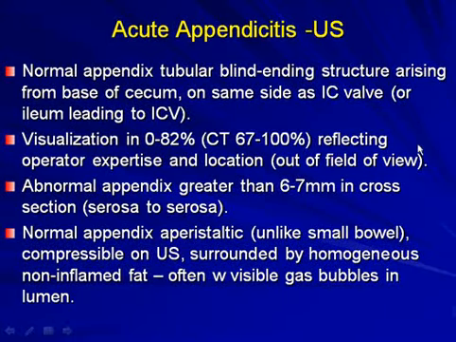How often is it visualized on ultrasound? Highly variable, from 0 to 82%, which reflects the operator experience and location. If the normal appendix is out of the field of view of the transvaginal probe, we won't see it. Now, the abnormal appendix on sonography is defined as one that is greater than 6 to 7 millimeters in cross-section from serosa to serosa. Keep in mind that the normal appendix, unlike the small bowel, is aperistaltic, but it should be compressible on ultrasound, and it should be surrounded by homogeneous, non-inflamed fat. Often one can detect visible gas bubbles in the lumen.